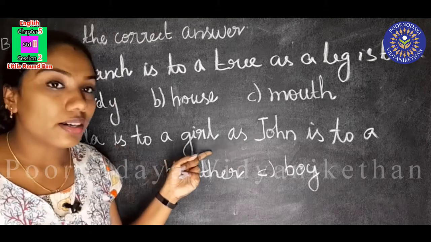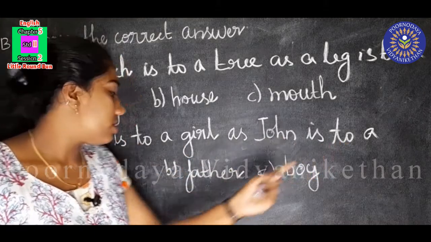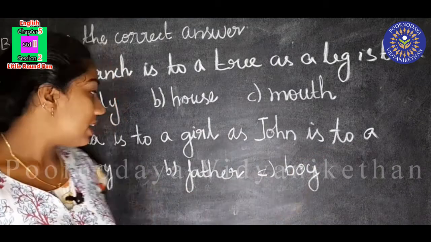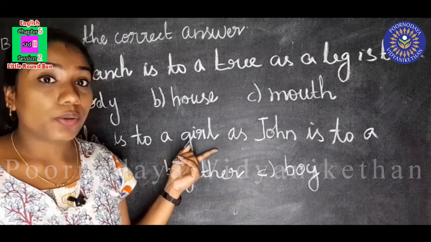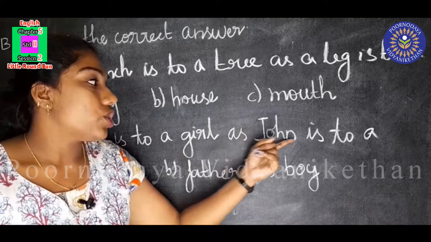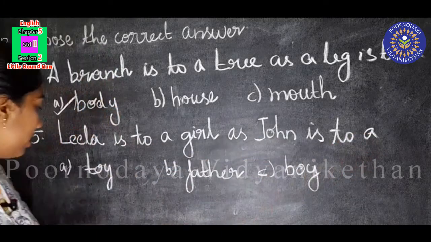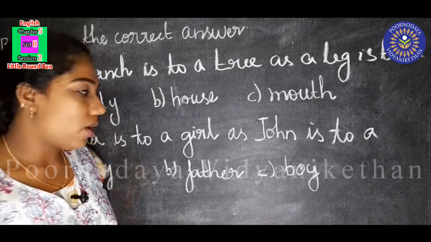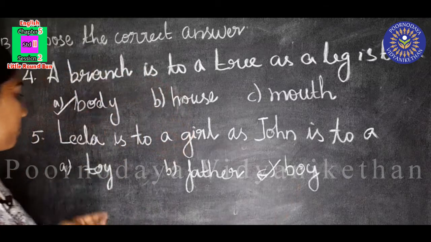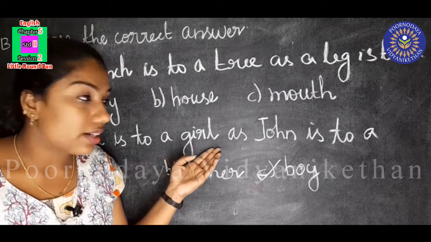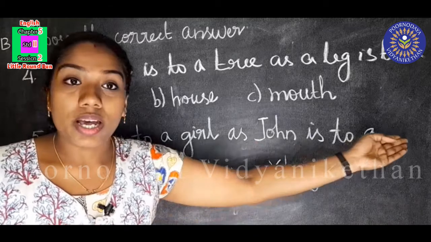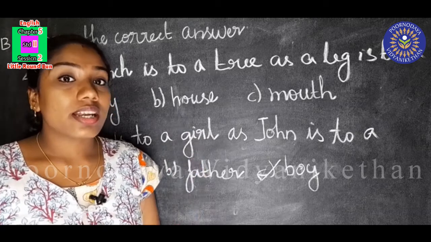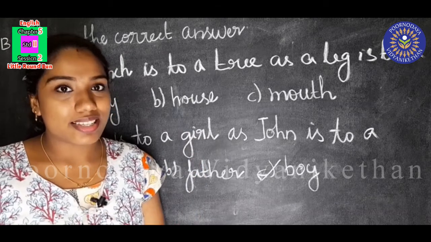Leela is to a girl as John is to a toy, father or boy. John is a boy. So we'll repeat this once again. Leela is to a girl as John is to a boy. So did you understand, children? We have finished this. Now we are going to do the next exercise.